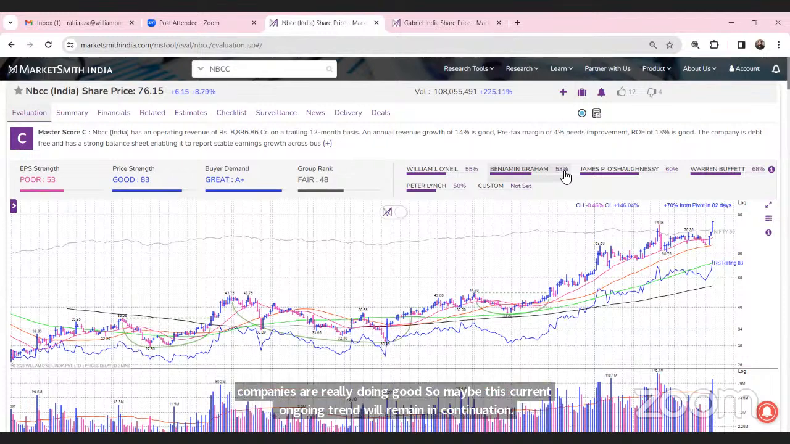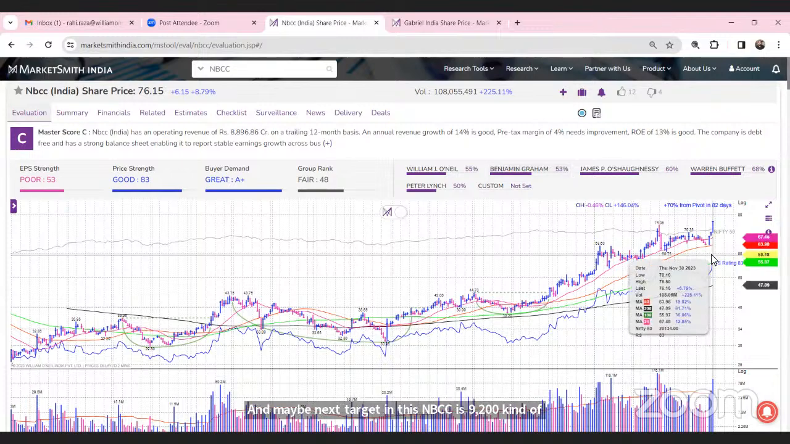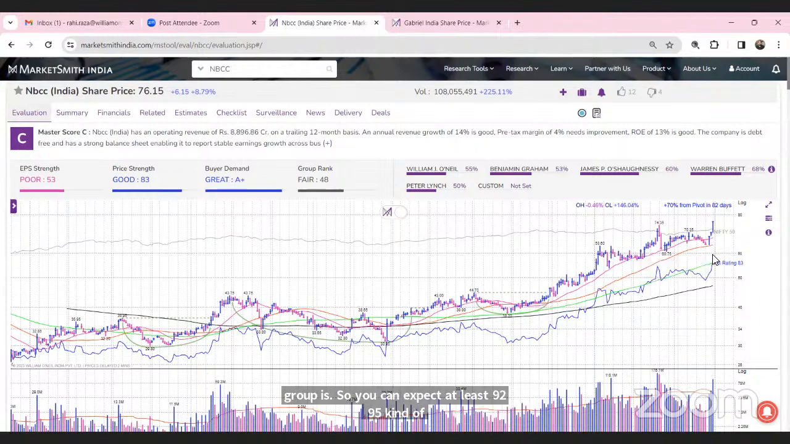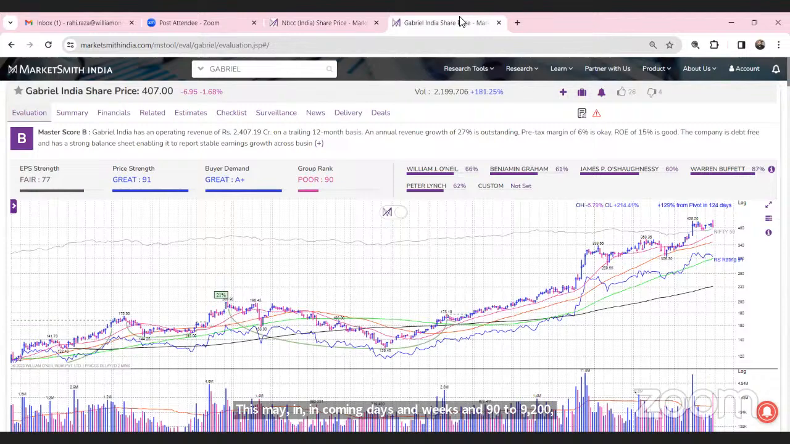And maybe the next target in NBCC is 90 to 100 rupees. So you can expect at least 90 to 95 rupees in NBCC in the very near future, maybe the next 2 to 3 months. Trend is bullish. A recent breakout also happened in the trading session, a downward sloping trend line breakout. This may continue in coming days and weeks, and 90 to 100 rupees may be expected in NBCC. And next one is Gabriel, right?